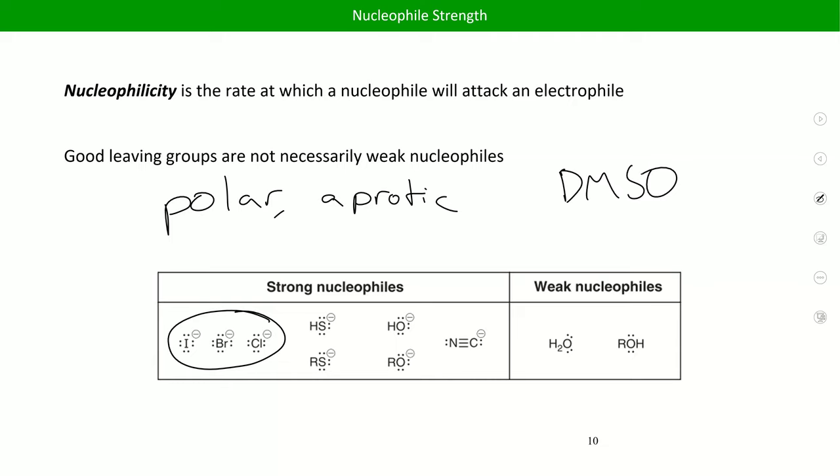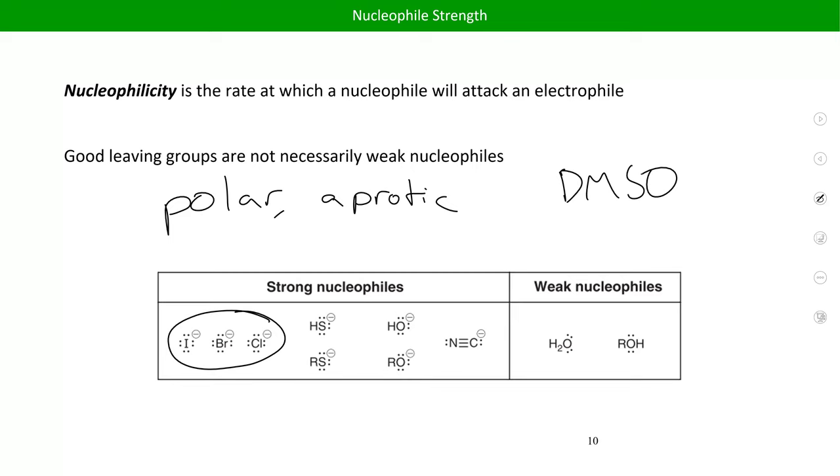It's something that's polar, but without a proton, which means its partial positive is not very strong. There can be no hydrogen bonding, so it would be a good nucleophile in those solvents. These three halides can be good nucleophiles as long as you're in one of these aprotic solvents. So the trend, in a sense, reverses depending on the solvent, aprotic versus protic. Right. Okay.